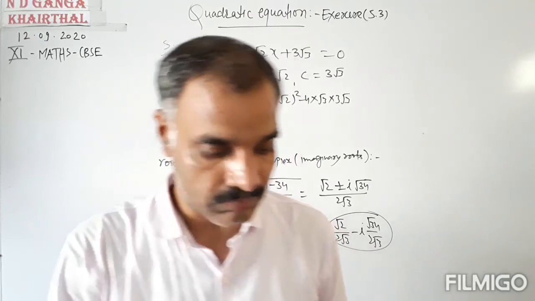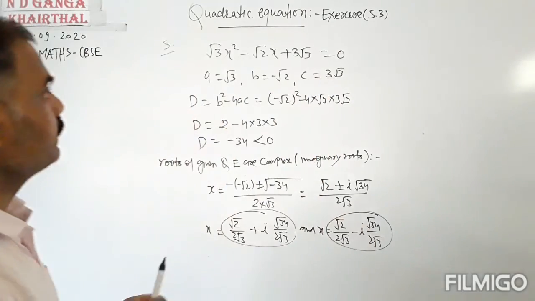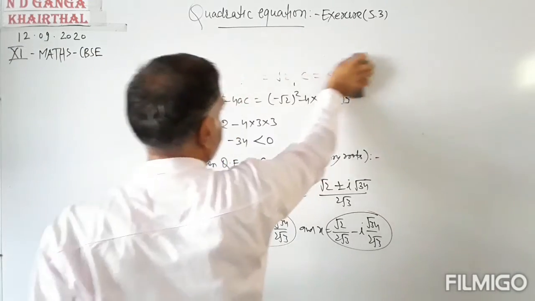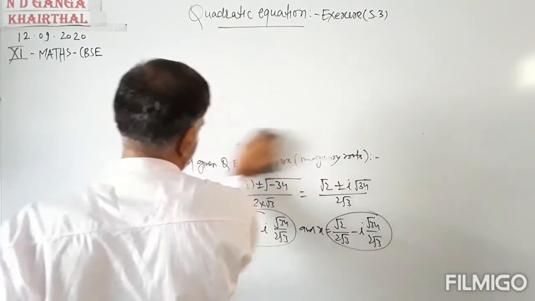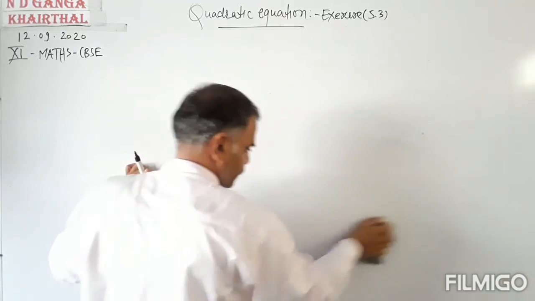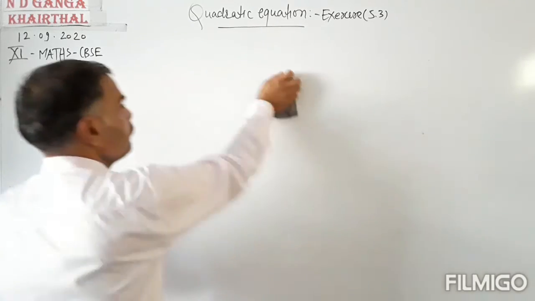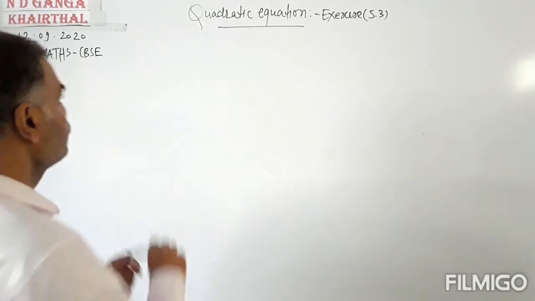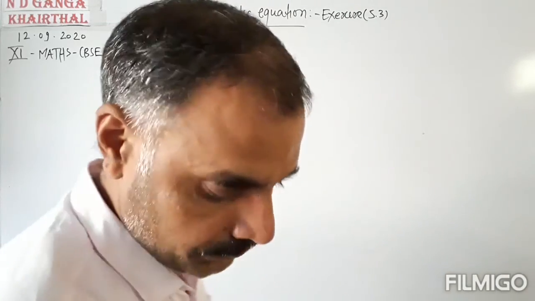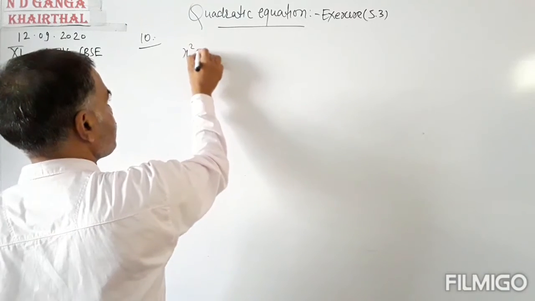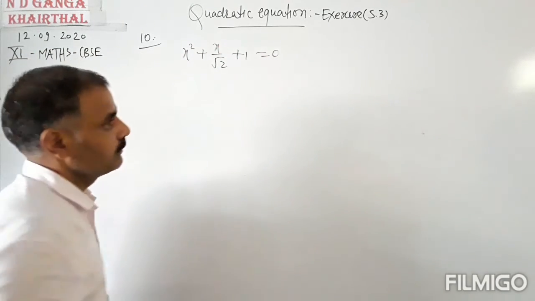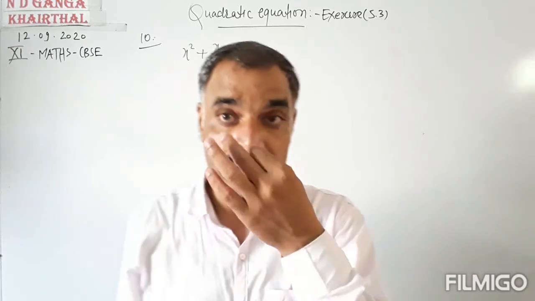Okay, we will solve question number 10. This was question number 8. Now question number 10 of exercise 5.3. Question number 10, that is x² + x/√2 + 1 = 0. Okay, so we have to solve this quadratic equation.